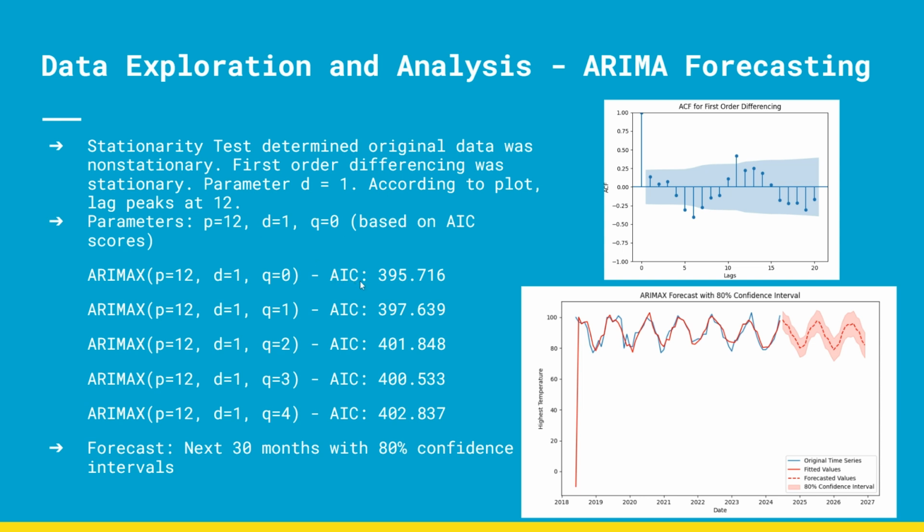So according to these scores, this was my output. The lowest AIC score is what we will determine as Q. So this will be 0. Q equals 0. And then once we do that, we can use that model and calculate our forecast. I decided to do, in the future, 30 months with an 80% confidence interval. And you can see it's pretty consistent. The model is accurate. It shows a fluctuating pattern.